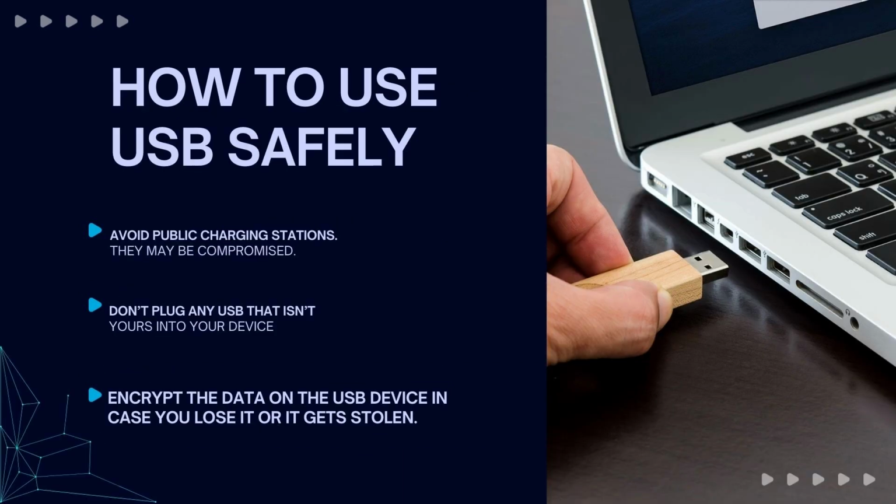First, avoid public charging stations. They may be compromised. Use a charge-only adapter to prevent data transfer when charging from public USB ports. Second, don't plug any USB that isn't yours into your device. Malicious drives can carry malware and compromise your system. The last is to encrypt the data on the USB device in case you lose it or it gets stolen. So these are a few ways you can secure your data.